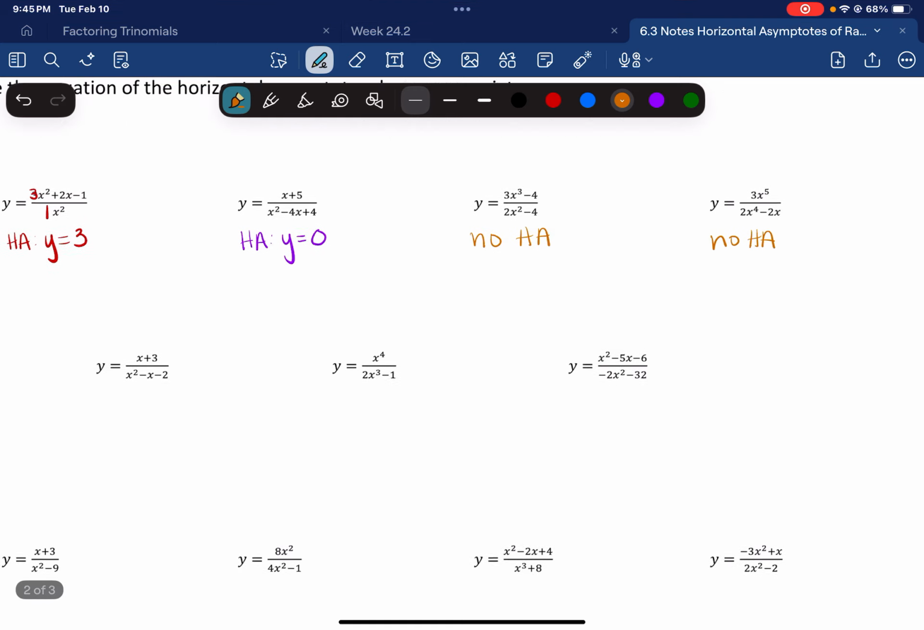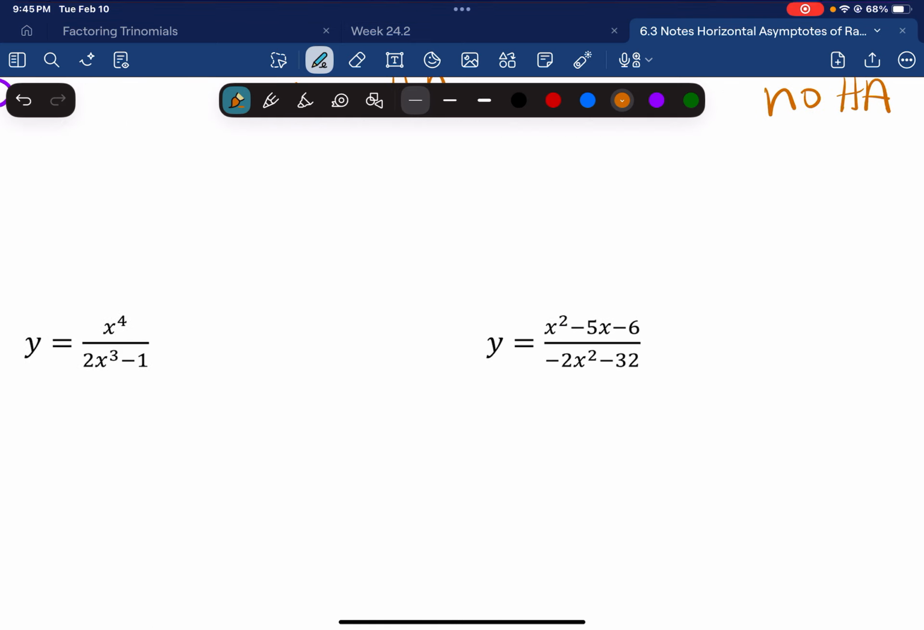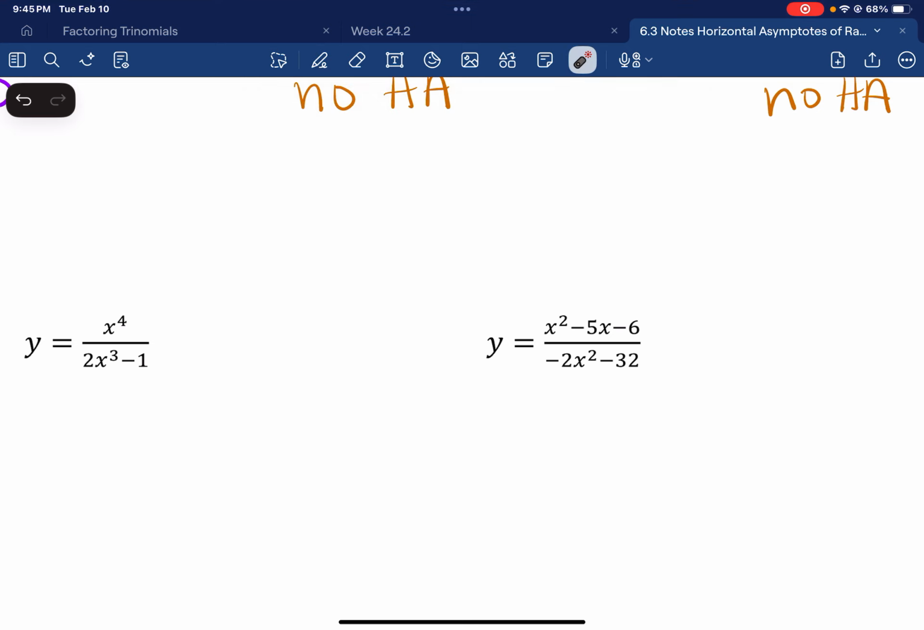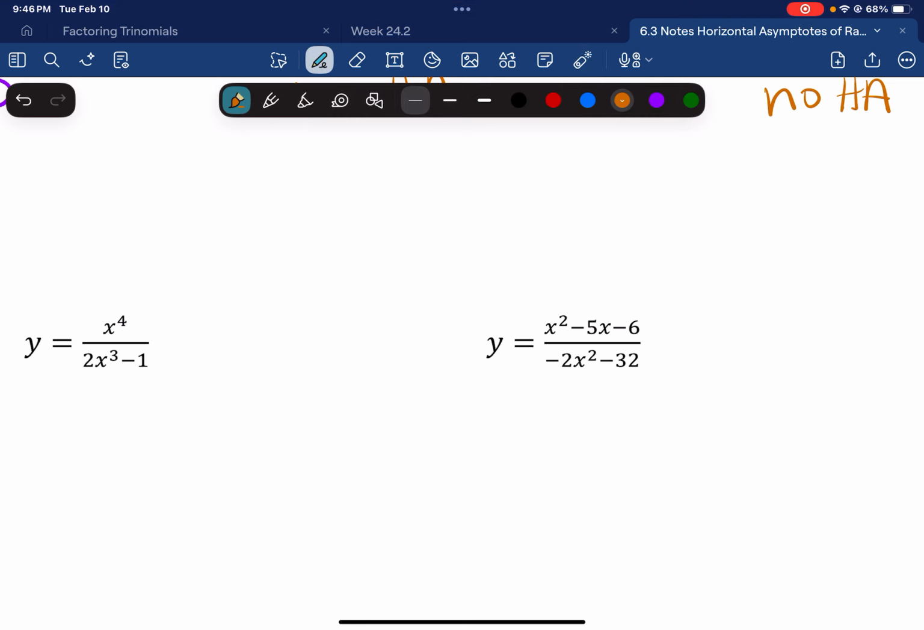Let's look at this one right here. If I have y equals x squared, so my exponent, the degree in my numerator is a squared, and the degree in my denominator is a squared, that means it's a balanced equation, okay? So we're going to use the ratio of our leading coefficients.